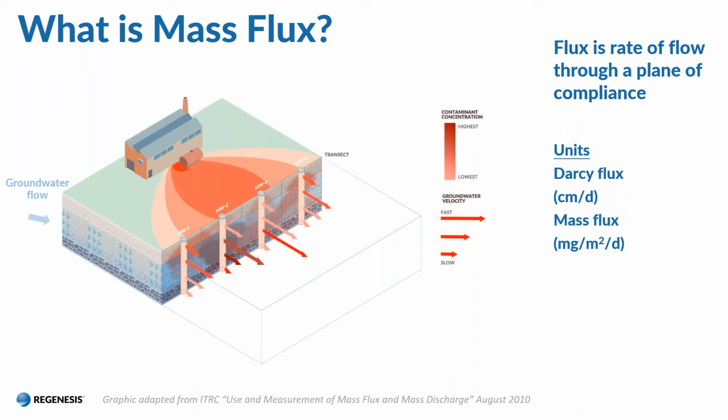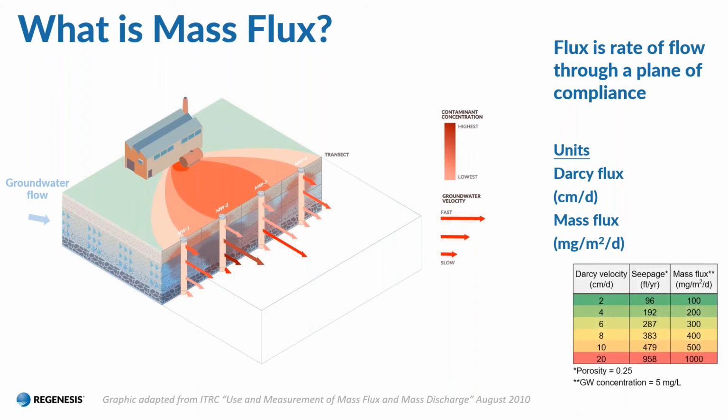A lot of us aren't used to using these units, so I'll quickly point you to a quick conversion to get our minds thinking about them. You can see on this table we've got our Darcy velocities listed from 2 to 20, and we're going to convert that to a seepage velocity using a porosity. But what I want you to take away is that at 2 centimeters per day, you're talking about 100 feet per year, and at 20 centimeters per day, closer to 1,000 feet per year.